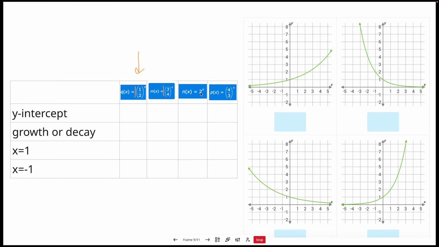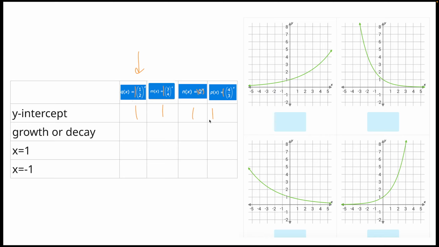For N, there are no parentheses, but this 2 is what goes in parentheses, and then there's an invisible 1 in the front. And for P, there's an invisible 1 in the front. Right, so if you don't see the parentheses, the 1s, if it helps you to write them in, just go ahead and write them in. And now we can do what we did. All right, so y-intercept, 1, 1, 1, 1. Okay, that didn't help things.